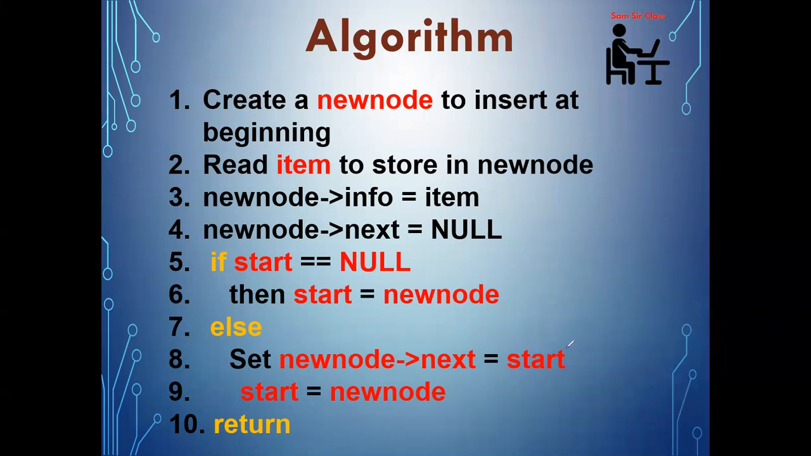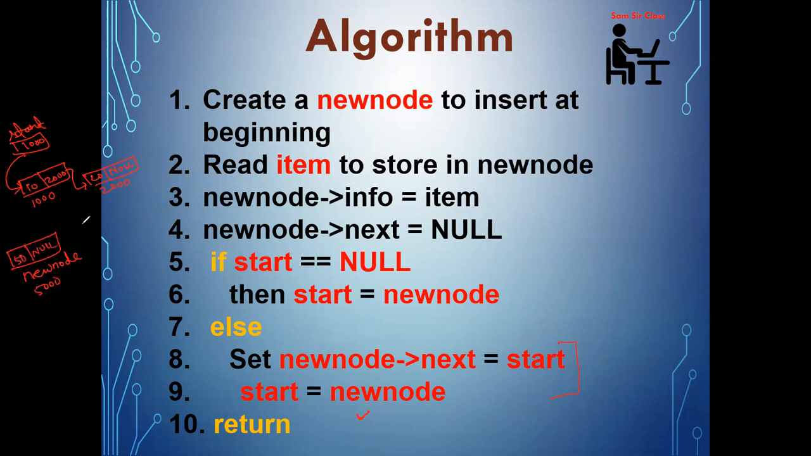Clear? Now, if I interchange these two steps, what will happen? We know that whatever the new node I have created needs to be assigned to start. Okay. So suppose this is 1000, this is 2000, and here it is 10, here it is 2000, 20, and this is null. Okay. So start is suppose keeping 1000. So this is the list currently present. I want to insert a new node. So this is 5000, value is 50, and this is null. This is the situation.